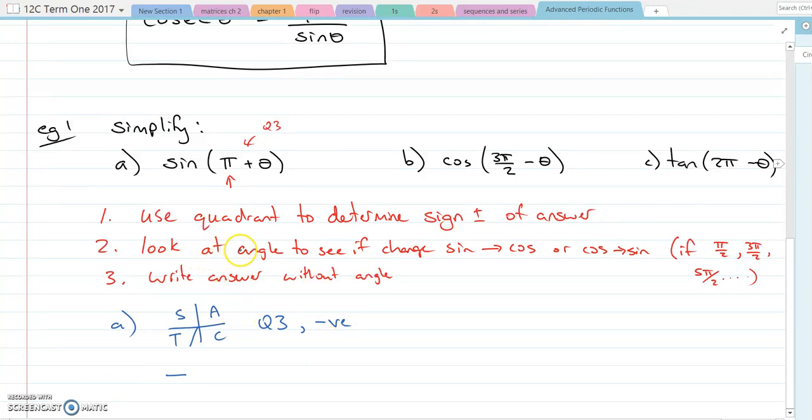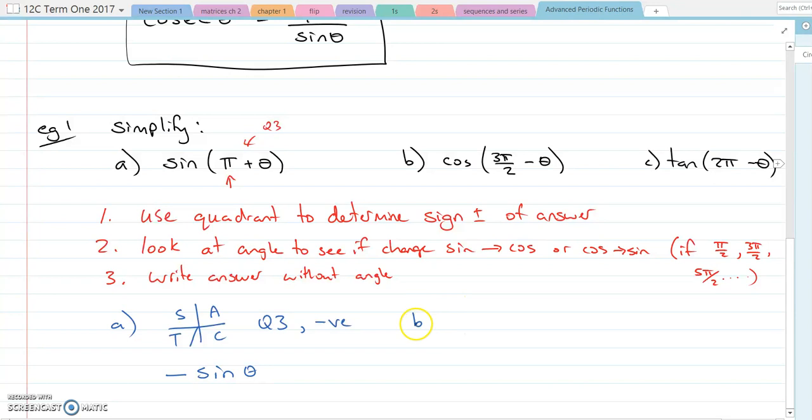Okay. Now, do we change sign to cos? Well, this is just a pi. It's not a half pi or a 3 pi over 2, so we don't. So it's going to be sine. That's step 2. Step 3, we just get rid of that angle, that pi there. And that is the answer. Okay, that's the simplified version.